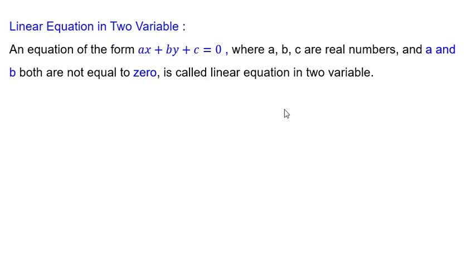Let us see few examples again. x plus y equal to 100, 1.2s plus 3t equal to 5. These are the examples of linear equation in two variables. Now if I write x equal to 100, this is also considered as linear equation in two variable where the coefficient of y is 0.